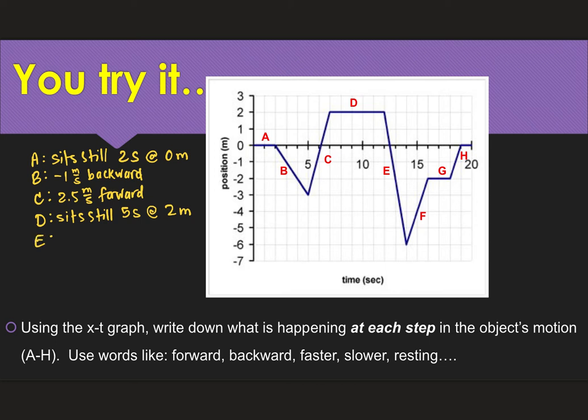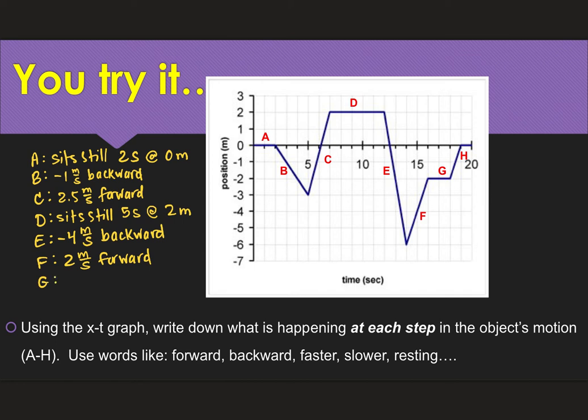E, wow, that's a very steep line. E is actually traveling at -4 meters per second. And we know that it's traveling in that negative direction because the slope is negative, so it's moving backward. And it moves backward for 2 seconds, but it's going fast. F, interval F, we are going positive again. We are 2 meters per second in the forward direction. And doing that for 2 more seconds.